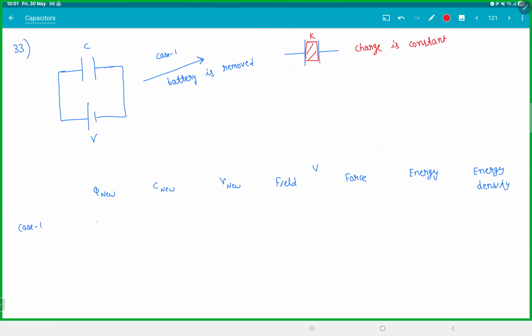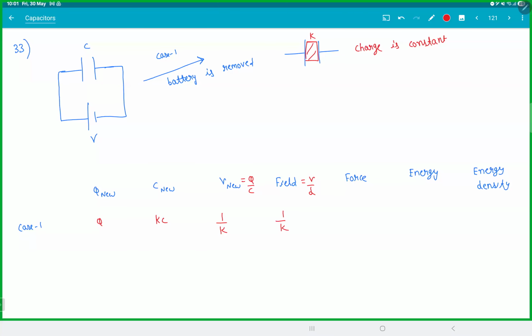There are a few things. So charge remains Q, same. Capacitance becomes KC. The voltage is Q by C, so this becomes 1 by K times. Field is simply V by d. Distance is same. Voltage became 1 by K, so field also becomes 1 by K times.